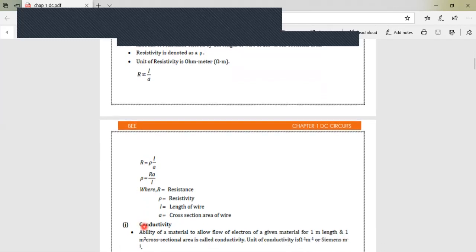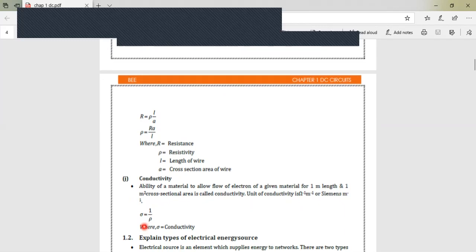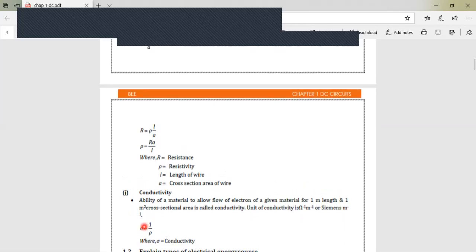Similarly, conductivity is the reciprocal of resistivity. The ability of a material to conduct electrons, for a given material of 1 meter length and 1 meter cross-sectional area, is called conductivity. The unit of conductivity is Siemens per meter. Sigma stands for conductivity, equals 1 upon rho, where rho stands for resistivity.